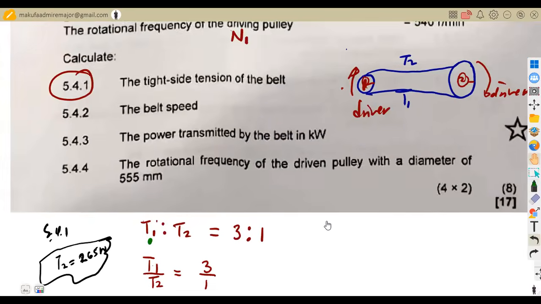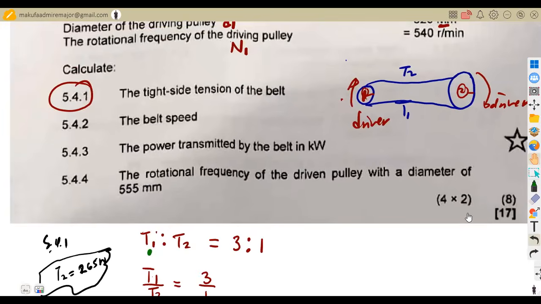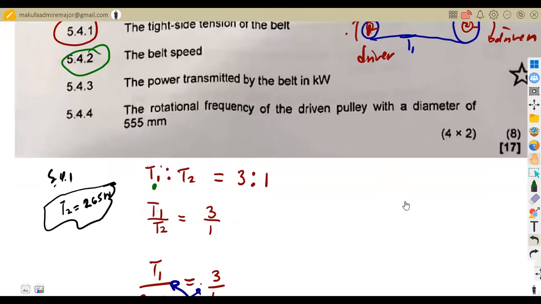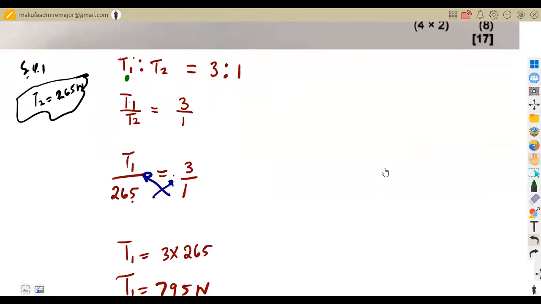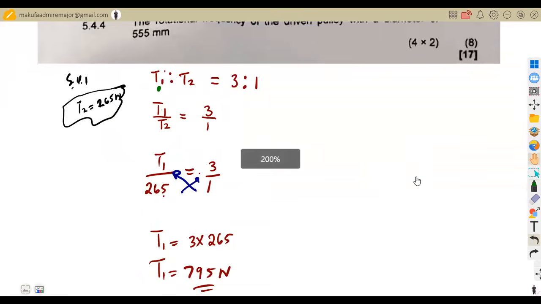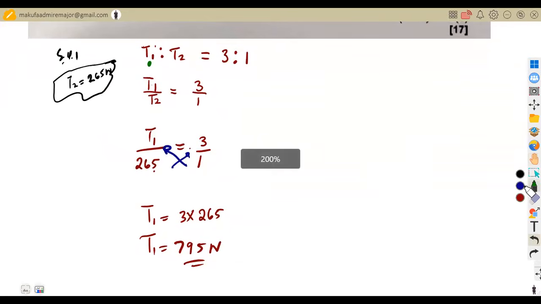All right, let's check the other part we are given to find. In this case, they want us to find the belt speed. The belt speed here, we are simply talking about the velocity. How are we going to obtain the velocity? Remember, velocity can be taken from pi dn. We know that the major formula for our velocity is pi dn.